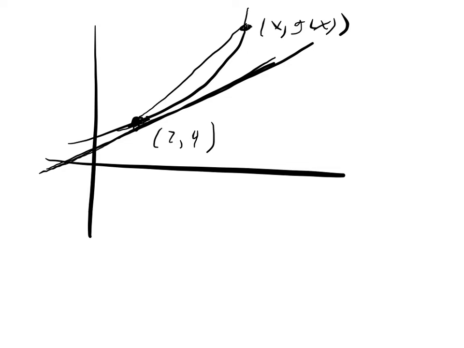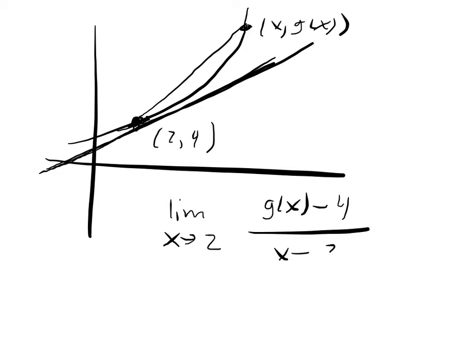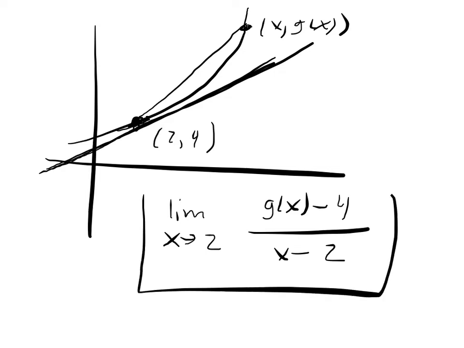Well, we could say, let's let the limit as x approaches 2 of the slope of the secant line, which is going to be y2 minus y1 over x2 minus x1. So that would be g(x) minus 4 over x minus 2. If I look at the limit as x goes to 2, it looks like that's going to give me the slope of the tangent line.